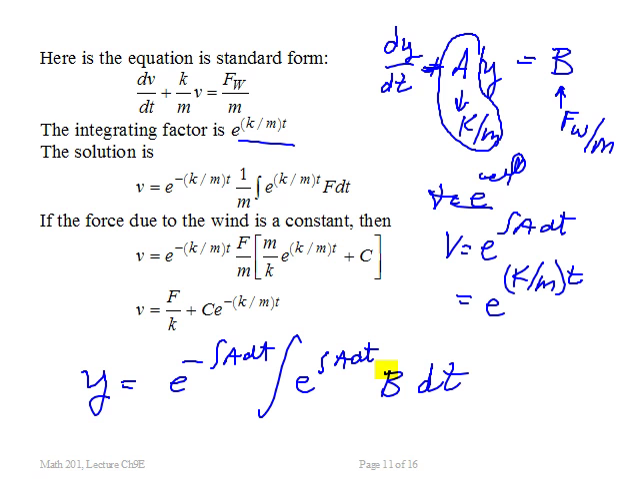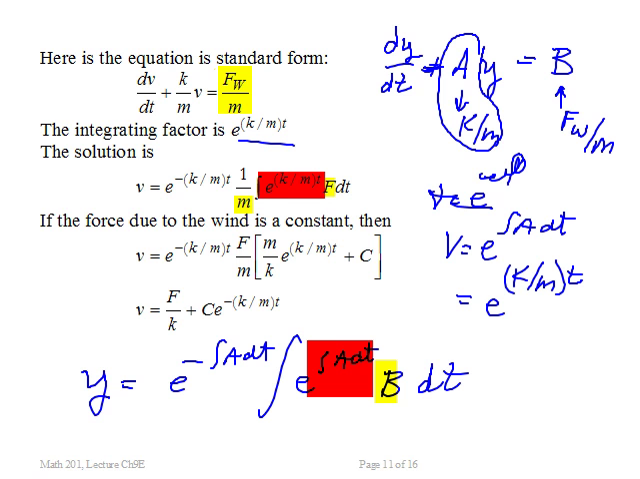Okay. Here's the b. The b was the force due to the wind, which should have had a subscript, divided by mass. That's b. I already pulled the mass out from underneath the integral sign. And now here's the integrating factor right here, multiplying it. And here it is with a negative sign.